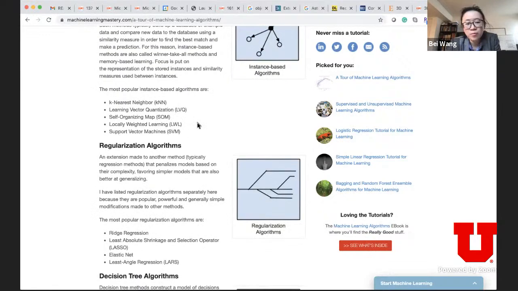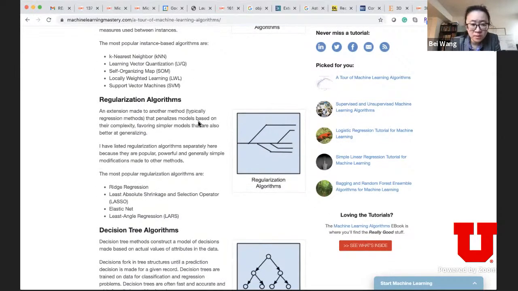The next one is regularization algorithms, which includes things like ridge regression and lasso. If you have used it before, lasso stands for least absolute shrinkage and selection operator, and so on. It's part of this large class of regularization algorithms. And the one that I put here is the most popular.